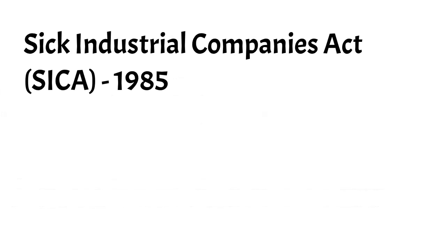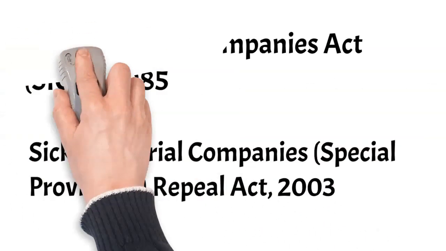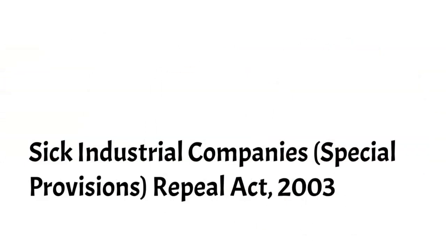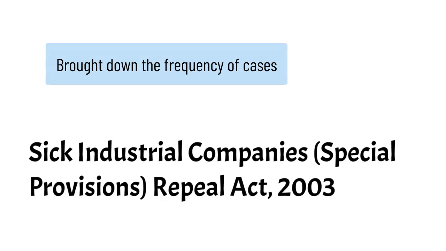SICA was later repealed by the Sick Industrial Companies Repeal Act 2003, which diluted certain provisions of SICA and filled the gaps and loopholes. One of the major changes in the new law was that, apart from tackling the sickness of companies, it also focused on bringing down its increasing frequency by ensuring that companies did not resort to a sickness declaration merely to escape legal obligations and gain access to concessions from financial institutions.